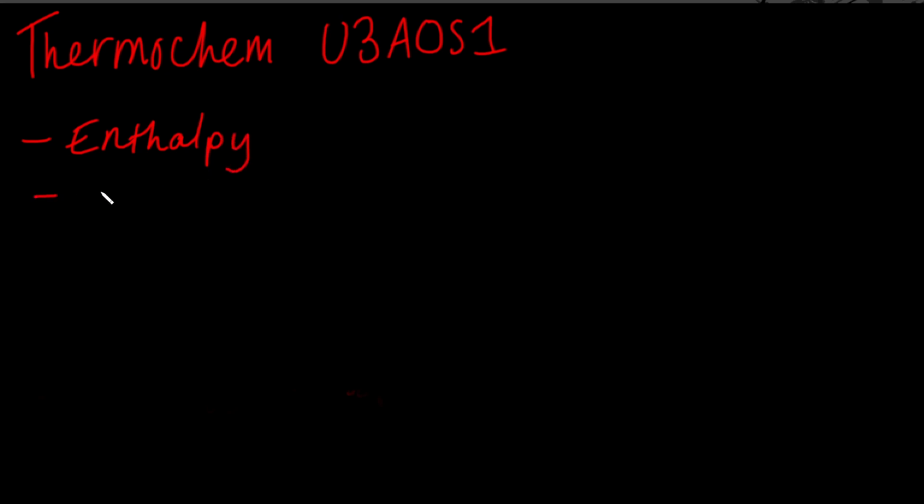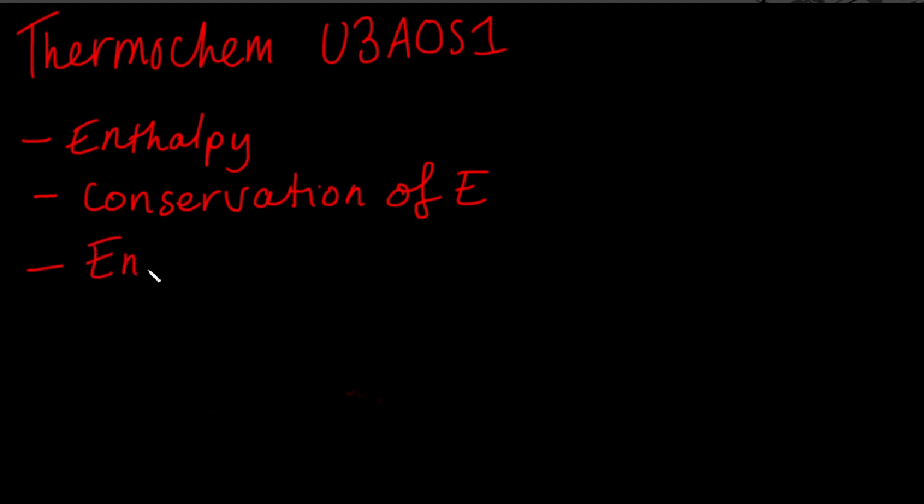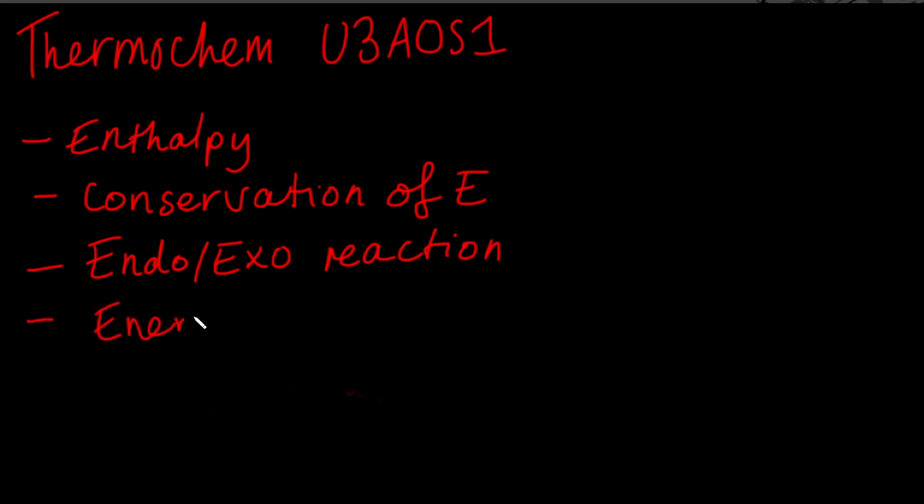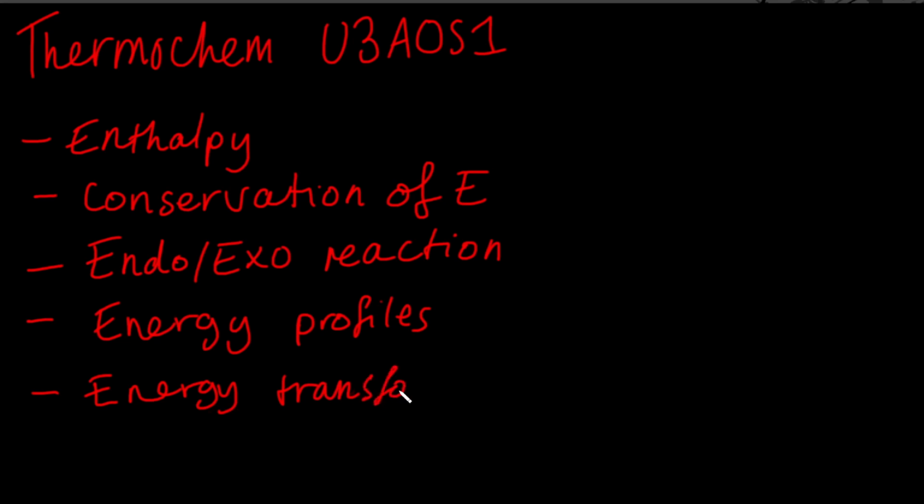So within this dot point, we're also going to be discussing enthalpy, what it is and how we use it. We're going to be discussing the law of conservation of energy and the implications of this law when it comes to thermochemistry. We're also going to be discussing endo and exothermic reactions, what they are, how they are different and how they are similar, and also how we identify them. We're also going to be discussing energy profiles, how we make them, how we interpret them, and how we read them ultimately. And the final section we will be discussing today is energy transformations and their efficiencies.